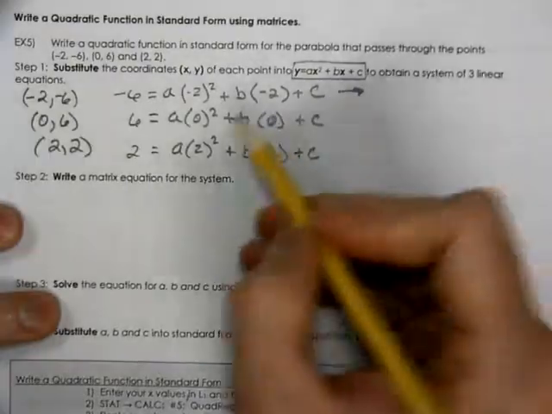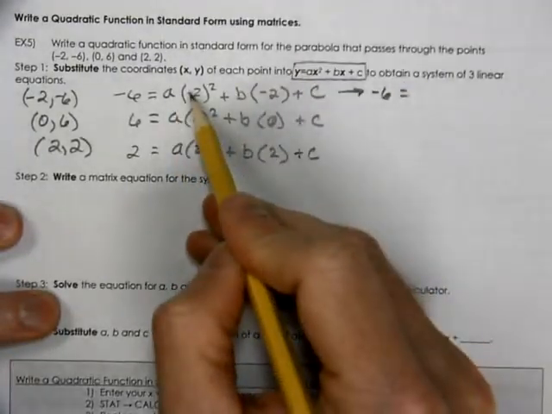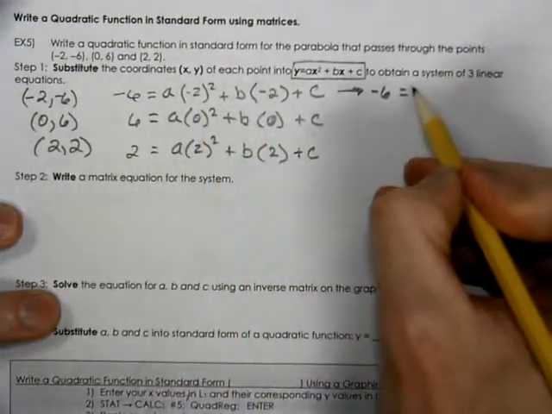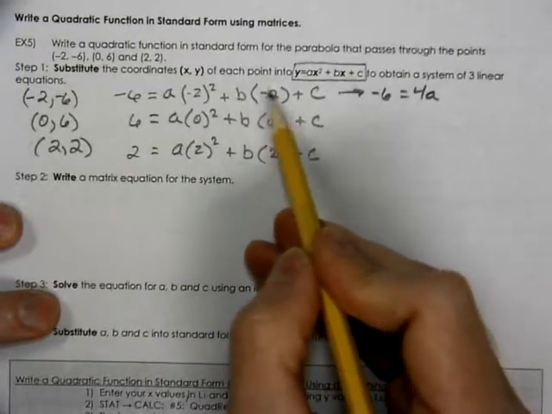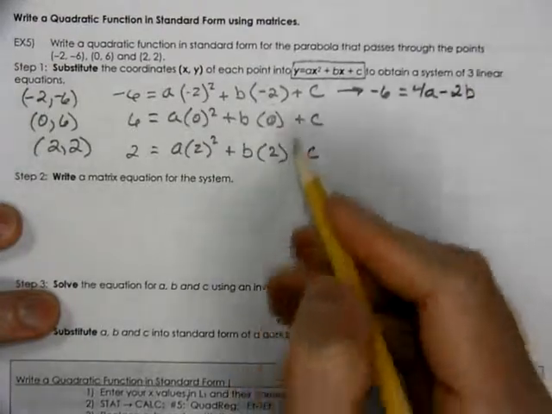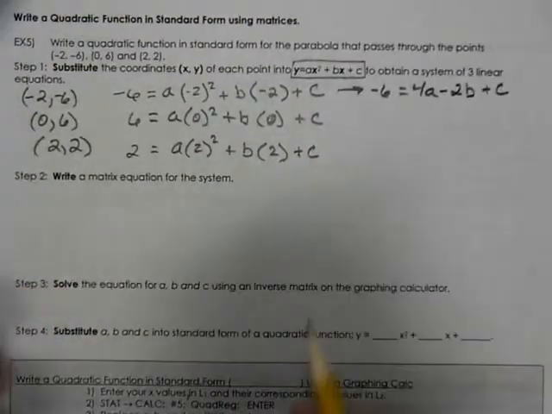As we simplify this, we have our negative 6. When you square negative 2, you get a positive 4. So we could call this positive 4a. Negative 2 times b gives you negative 2b. And c is just at the end.